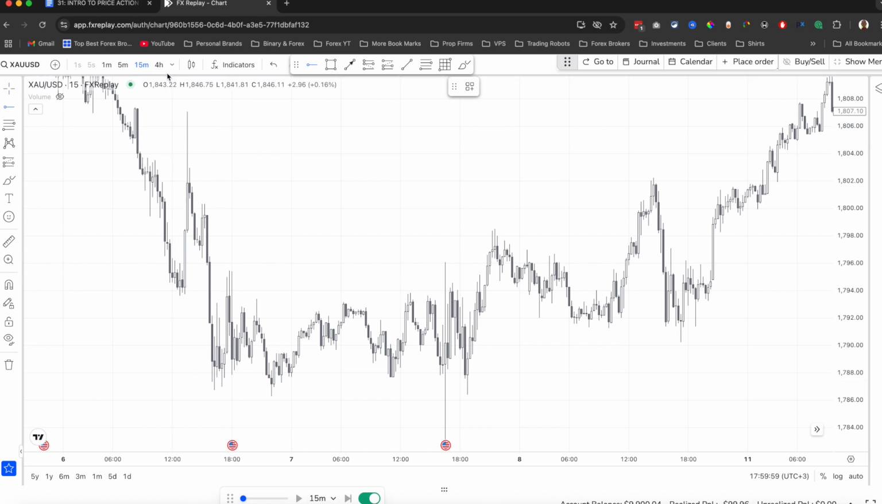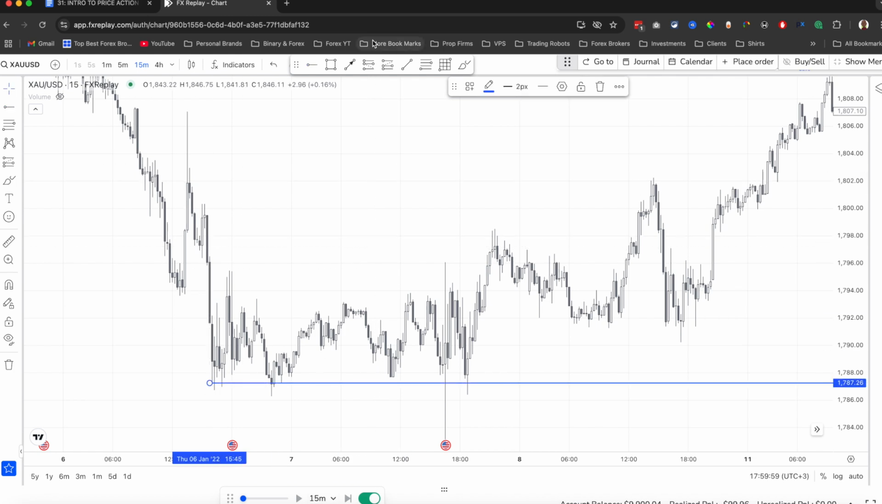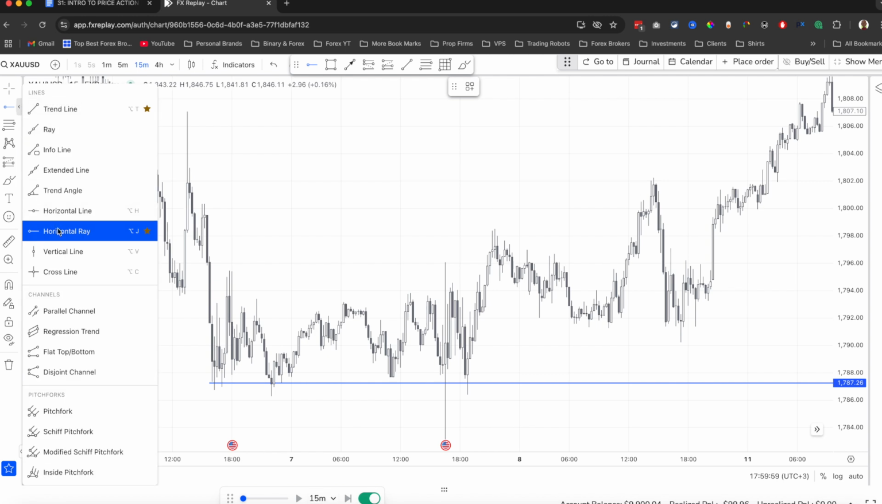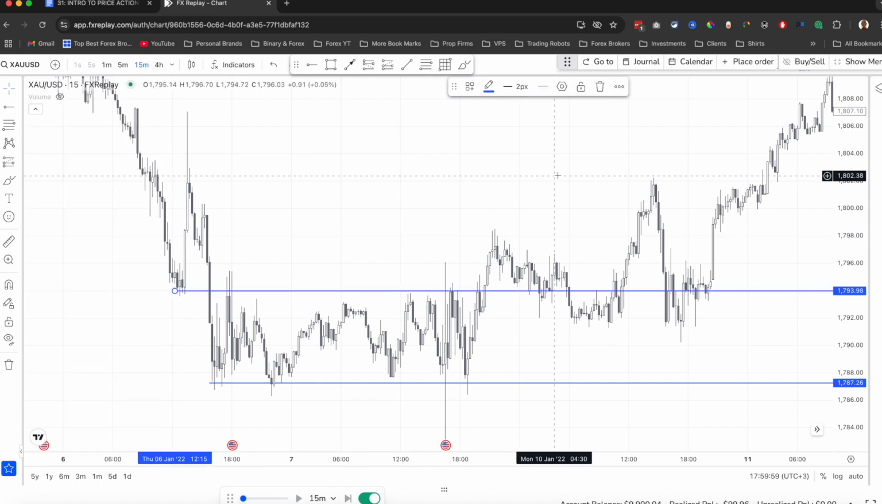We are still on the 15 minutes time frame, and let's mark it here, and let's also mark it here. I'm using the horizontal ray. You can just find it from this point here. So this is the horizontal ray that you're using, okay? So you should know about it. And we see something here, right?